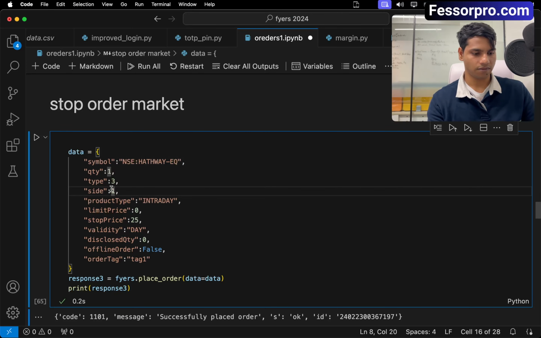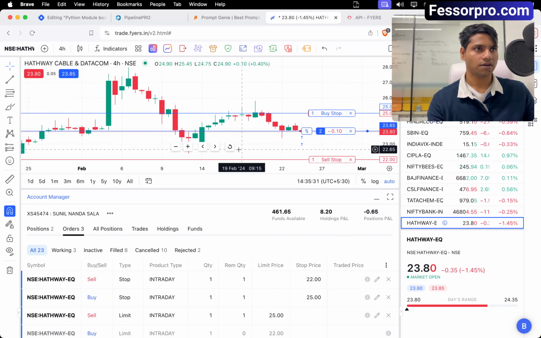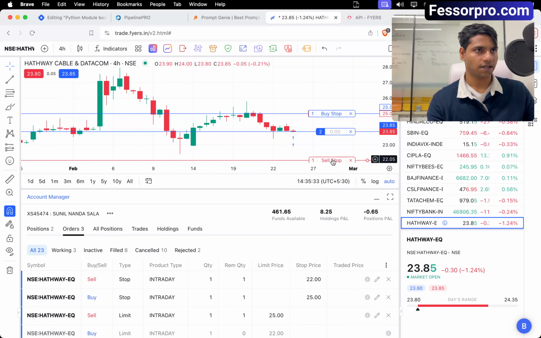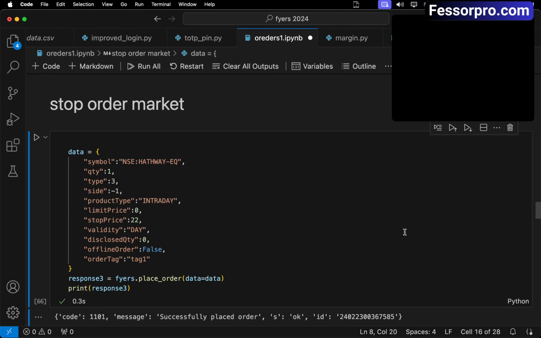Now let's say it's a sell order. If I write -1, it should be less than the market price. Right now it is 23, so I'll write 22. If I run the code, you see there is one more order here, a sell stop order. So I have three orders now. This was at 25, this was at 22. So this is how you place a stop order market, SLM.